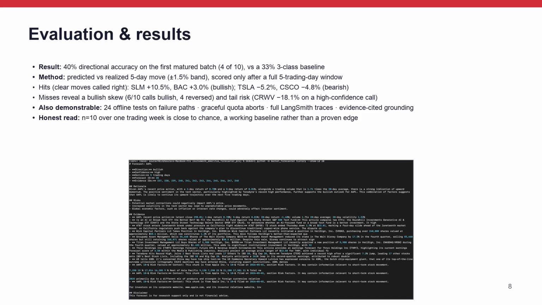I want to be careful not to oversell this. 10 forecasts over a single week is statistically close to chance, so I treat 40% as a working baseline, not a proven edge. The harness is in place, and the bullish skew and tail exposure are concrete, measurable targets to improve. The full results table and a sample run are in the repo's sample_outputs.md.